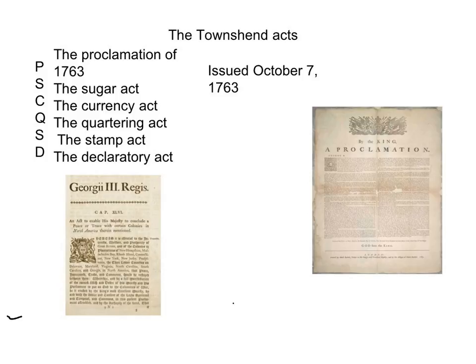The Paxton Boys formed a vigilante group in response to fear and hatred of American Indians caused by the French and Indian War. They murdered 20 Indians in response to the Proclamation of 1763. This event was called the Conestoga Massacre.